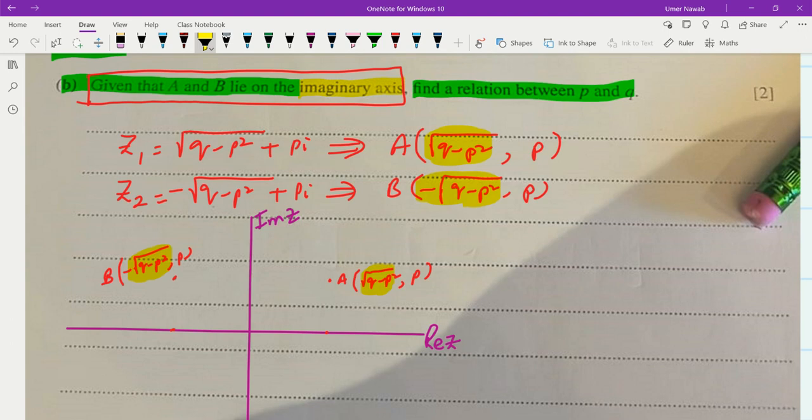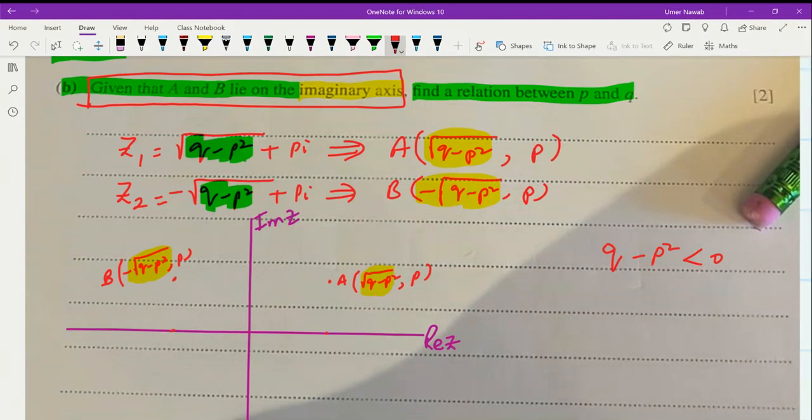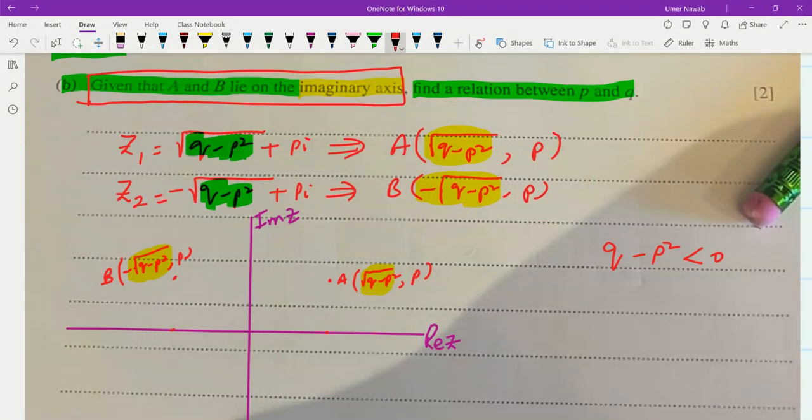Or there is another thing. I must have said that this expression, which is under the radical sign, has to be negative. So q minus p squared has to be less than 0. Then I will get my answer in the form of an imaginary unit, not as a real part. So what I'm going to do, guys, is q less than p squared.